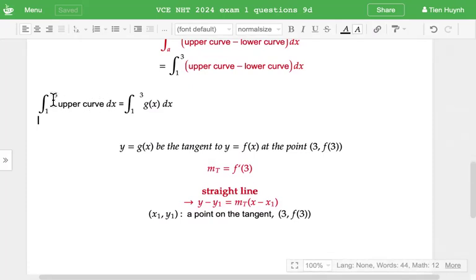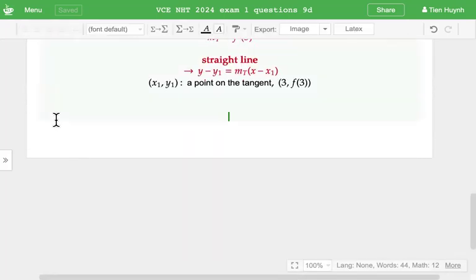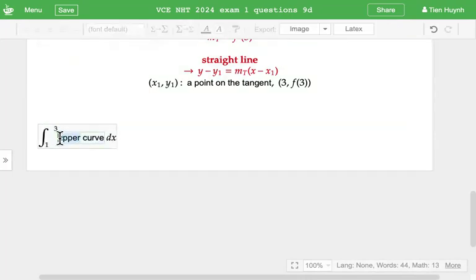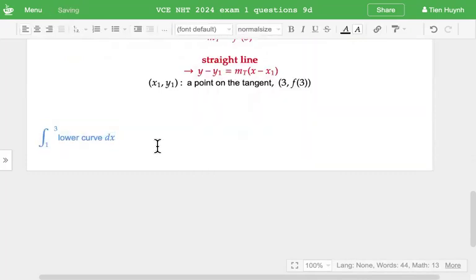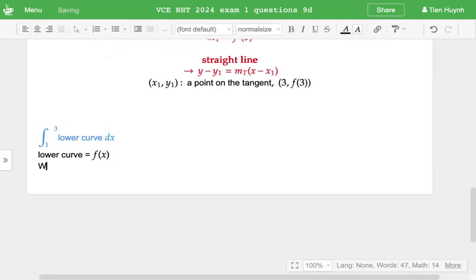Then for the next part, we will focus on the lower curve, right? The definite integral, but in this case would be the lower curve. So for the lower curve here, now what is the lower curve? The lower curve is actually our f of x, right? Then we need to be able to integrate. This is what we want.